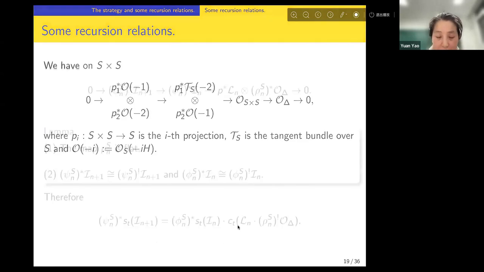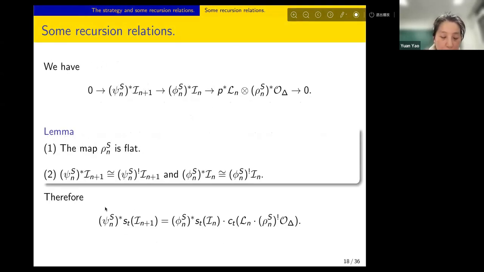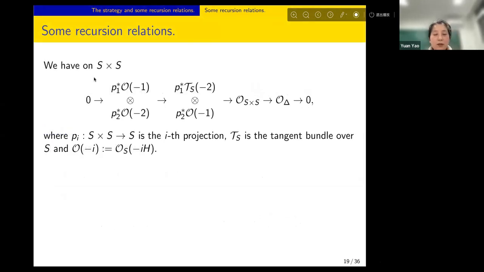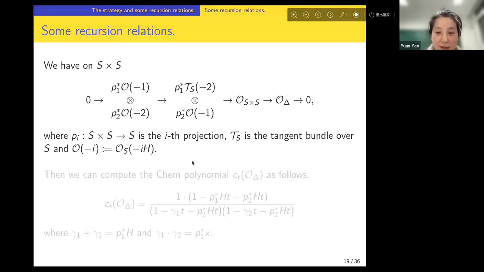Okay, so what we want is the left hand side, and we have the recursion formula. But there is one thing we don't know. The ln is something we almost know, but those are the O delta, the structure sheaf of the diagonal. And for P2, now we use the advantage of this surface choice. Now S is P2, so we have this exact sequence for the structure sheaf of the diagonal. Now we can do the exact computation.